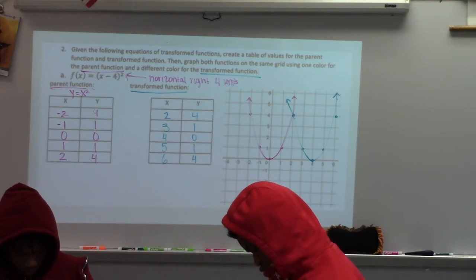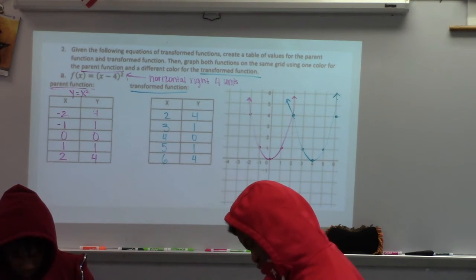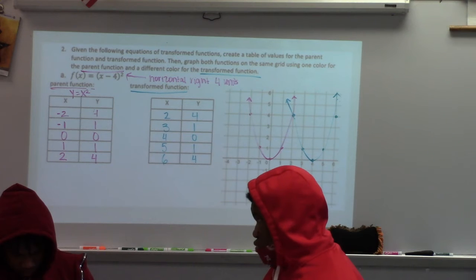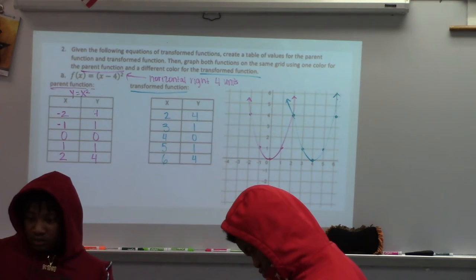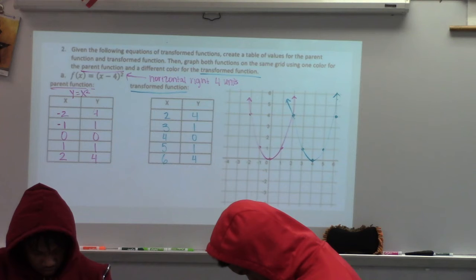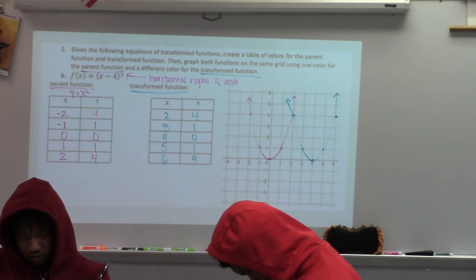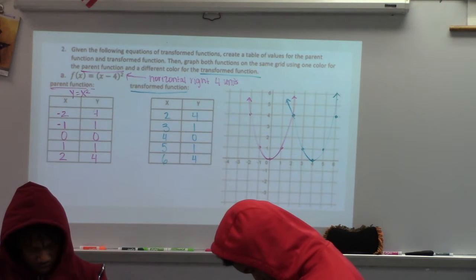Let's see. That ain't it. Look right there. Let's look at the table first. Come on. Did you graph this one in red? This is the one you already did. Did you change the colors? Yeah, I did. That's that one.